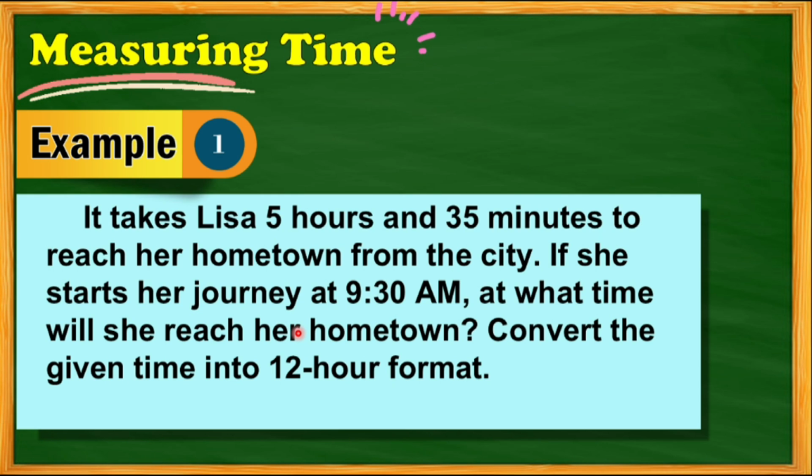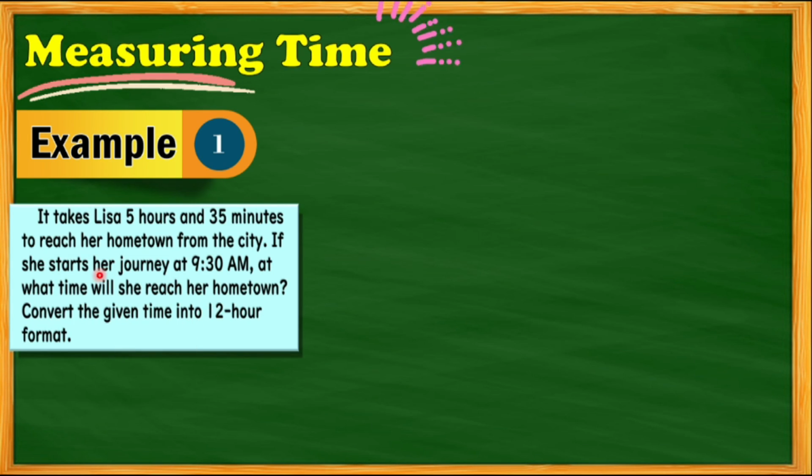So let's have some examples. This would be number 1. It takes Lisa 5 hours and 35 minutes to reach her hometown from the city. If she starts her journey at 9:30 a.m., at what time will she reach her hometown? Convert the given time into 12-hour format. So this would be the problem.